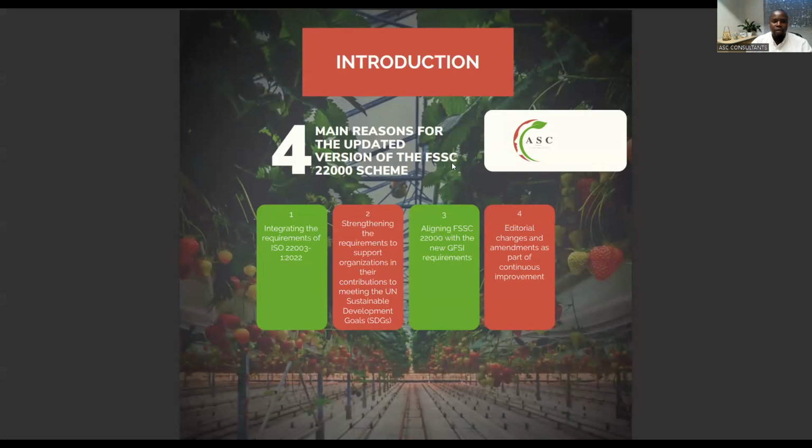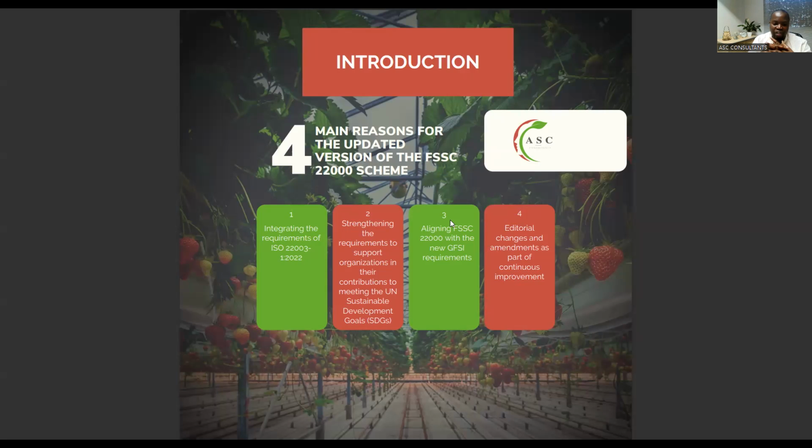All right, so there are 4 main reasons for the updated version of the FSSC 22000 scheme, as we saw with the publication in April 2023. The most important was the integration of the requirements with those of ISO 22000 Part 3, which is the requirements for certification bodies that conduct audits and offer certification. It was previously the 2013 version, and is currently the 2022 version, which most of the certification bodies will now have to follow.